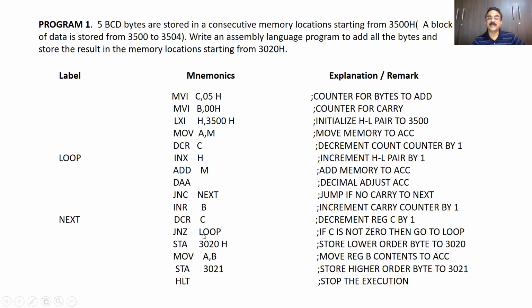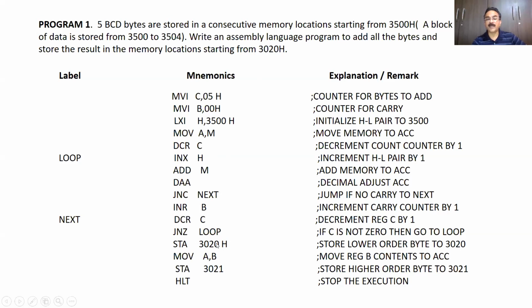And this result is present at 2 different places. The lower order byte of the result is always present in the accumulator. So that has to be stored in 3020, because you are asked to store the result starting from 3020. So 3020 will hold the lower order byte of the result. So accumulator contents will be moved to 3020.